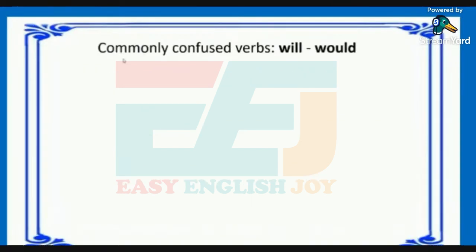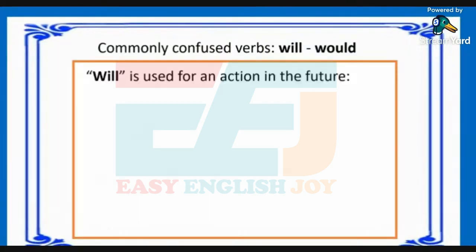Alright? Commonly confused verbs: will and would. Will is used for an action in the future. Example: Jane will go to the store tomorrow.